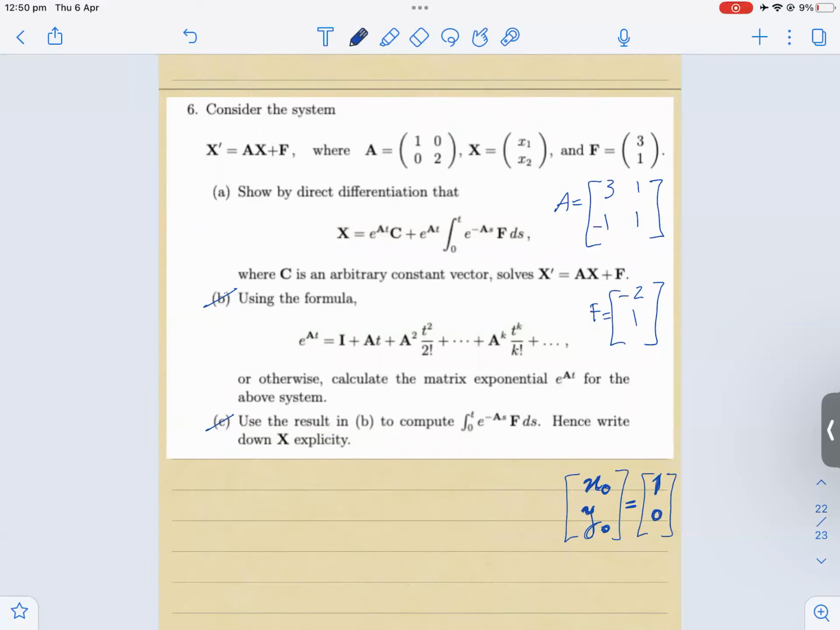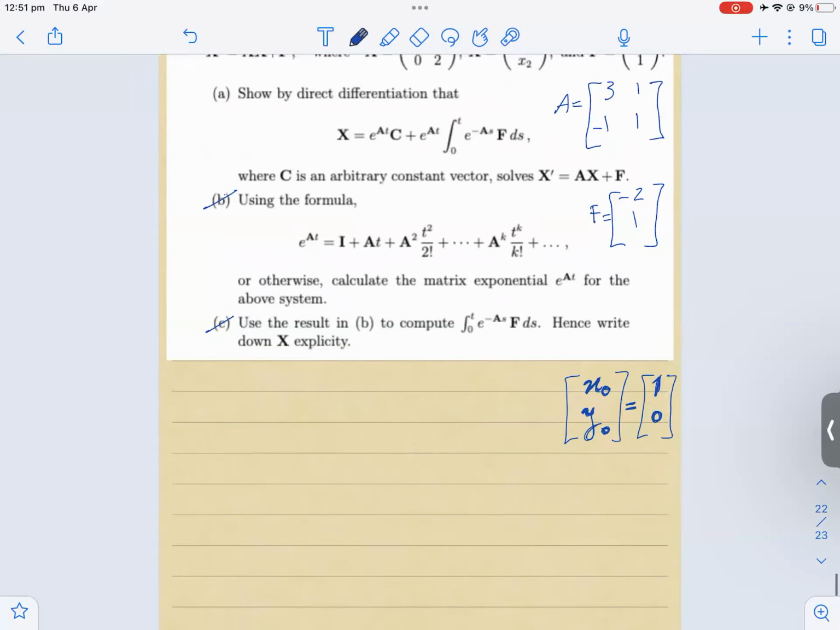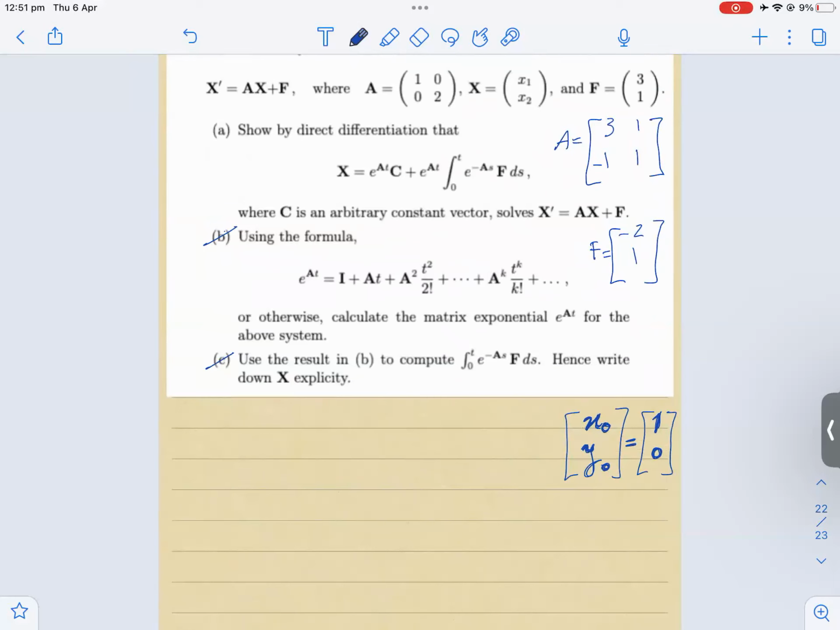So instead of B, C, let me prove this one. Instead of this, what we can do is use last year's assignment matrix. This is how A was, and F was like this. It was worth 8 marks. So now, part A.